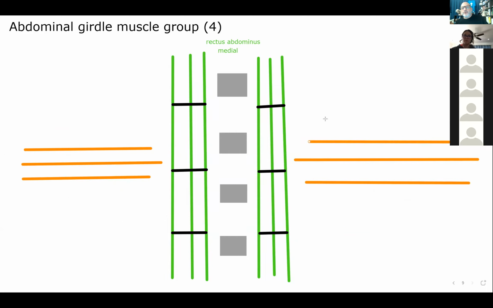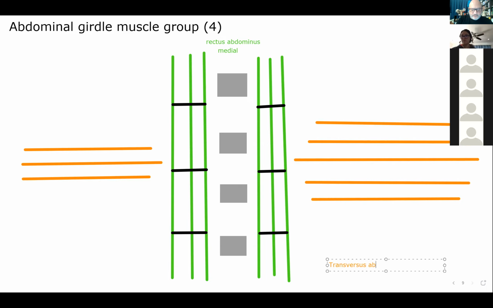And what do we call the horizontal muscles? Transversus abdominis. There you go. This is our transversus abdominis. Excellent. And it is, again, a horizontal muscle. This is our deepest of our abdominal girdle muscles.